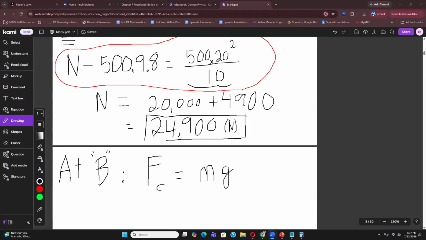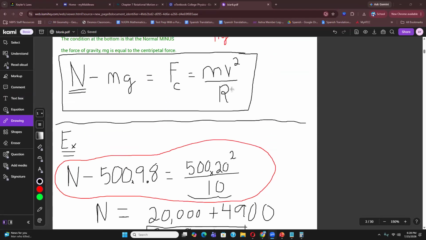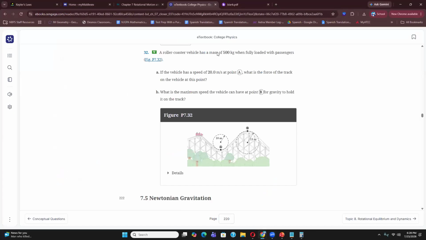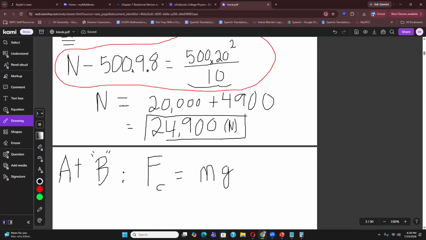So give me a second while I go and do something. Try to solve it. You have here the centripetal force. The centripetal force, that's where you have the speed. You have the radius there. So try to find the value of the speed. Give me a couple of seconds.